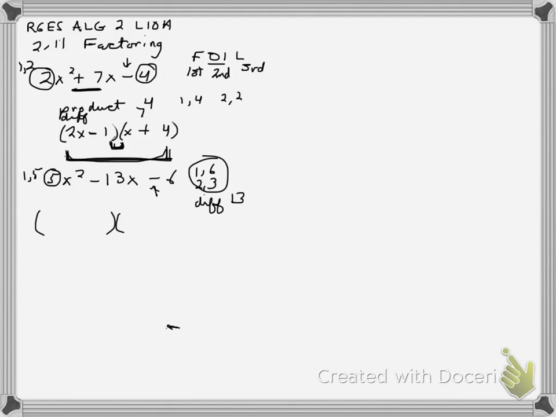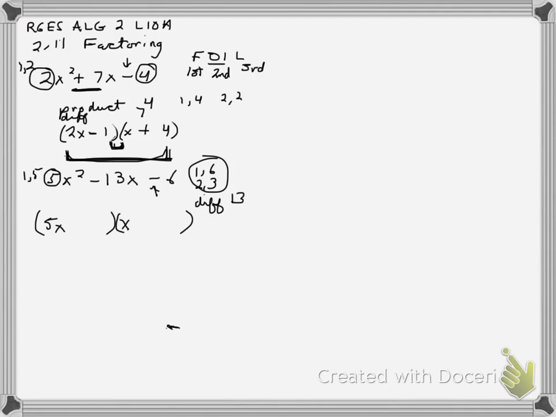So again, I would put a 5x, a 1x. Let's see, if I did a 6 here and a 1 here, I would get 30 and 1. That would not work for me. If I did a 6 here and a 1 here, I would get a 5 and a 6. That would not give a difference of 13. And I'm writing this down.